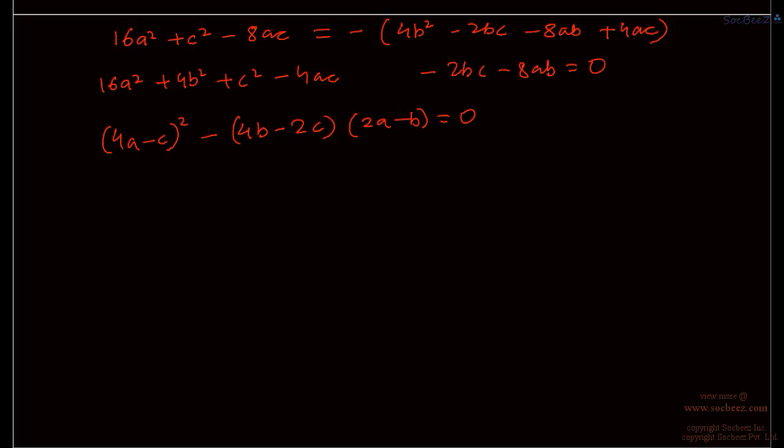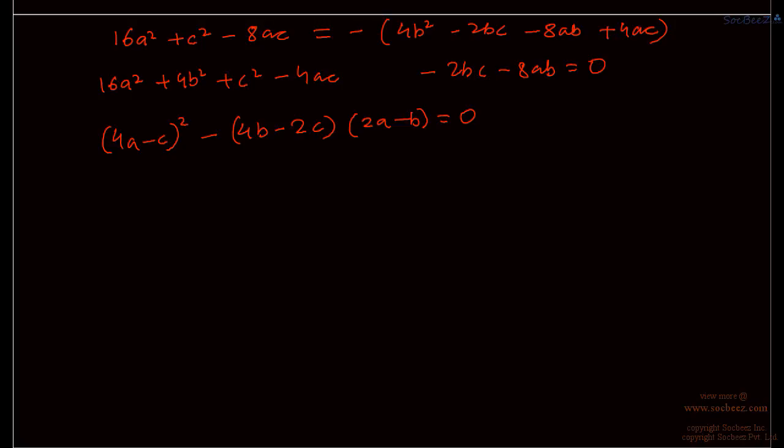Right? Let's see if all the terms are accounted for. 4b into minus b gives me 4b squared, yes. 4b into 2a gives me 8ab minus 8b, yes. 2c into minus 2c minus b is 2bc minus 2c, yes. And then an extra 4ac, right? So minus 2ac, yes. Fine.